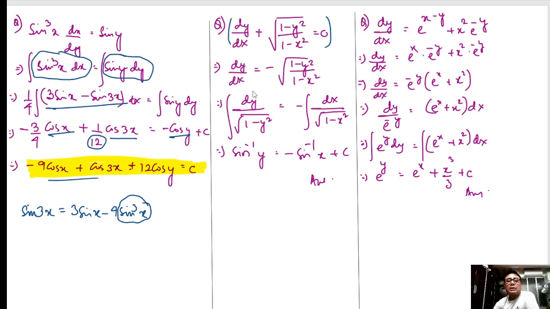Next, in this sum, separating the y part and the x part and using integration, this becomes sine inverse y. This is minus sine inverse x plus c. So this is how we get the solution.